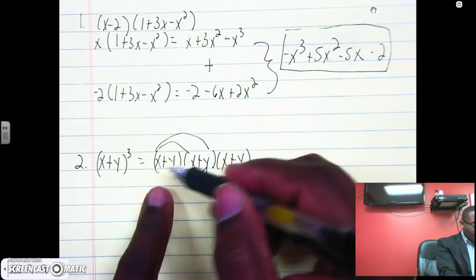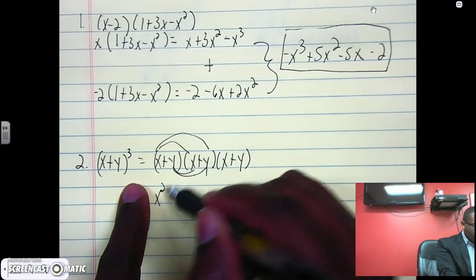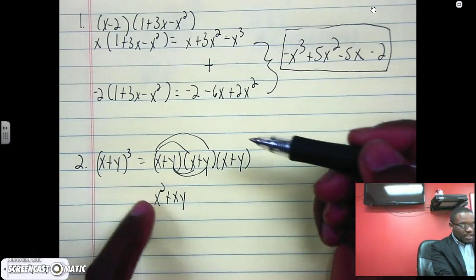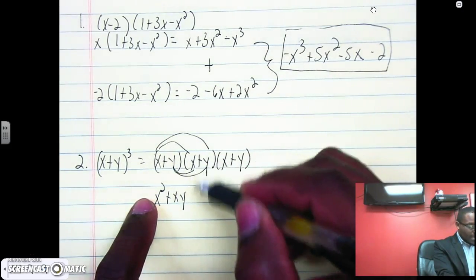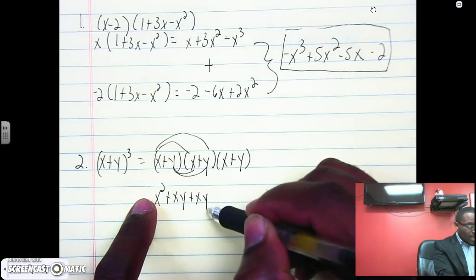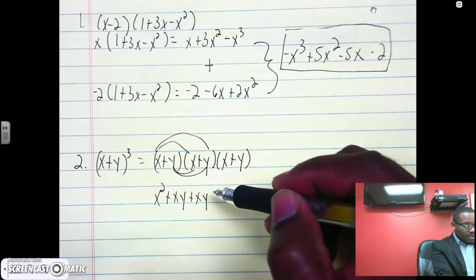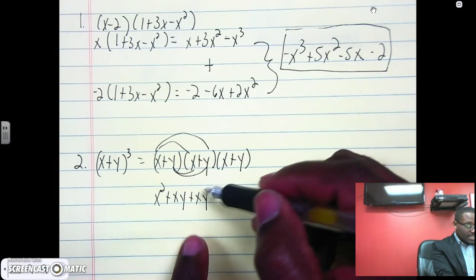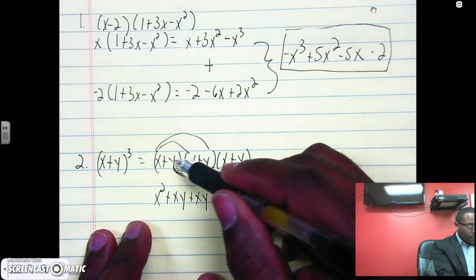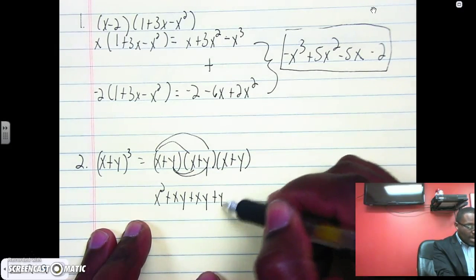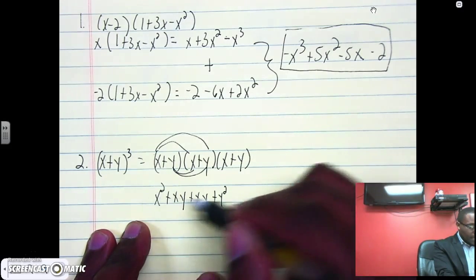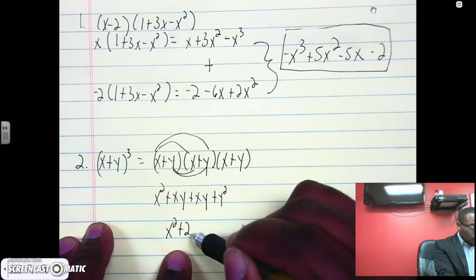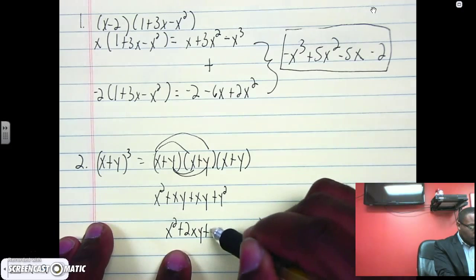Alright? So x times x is x squared. X times y is xy. With 2 different variables, write them in alphabetical order. Y times x is xy, not yx, because you want to write them in alphabetical order. If you don't, you may not realize that they are like terms. And then y times y is y squared. Now look, these become x squared plus 2xy plus y squared.